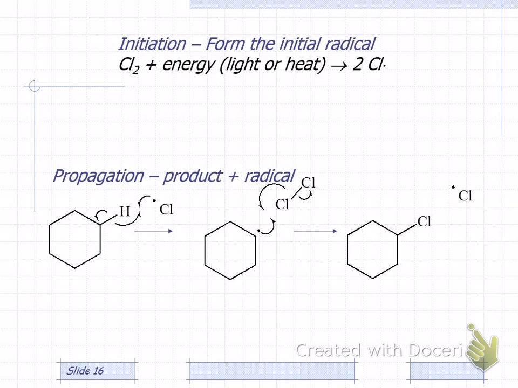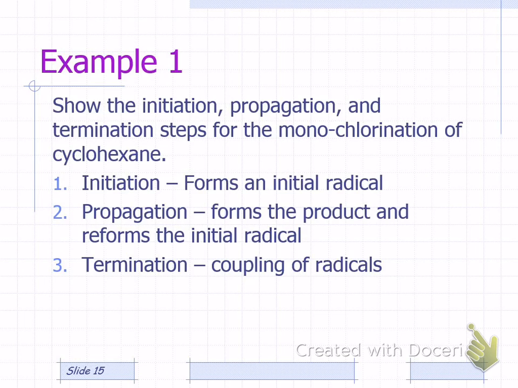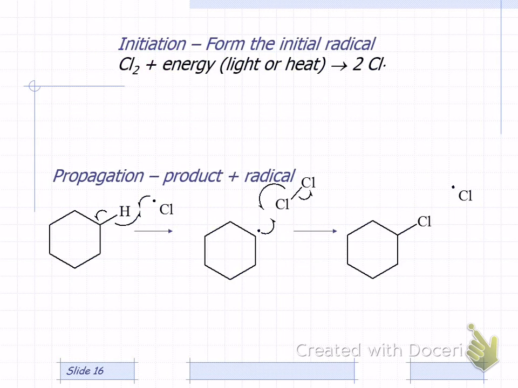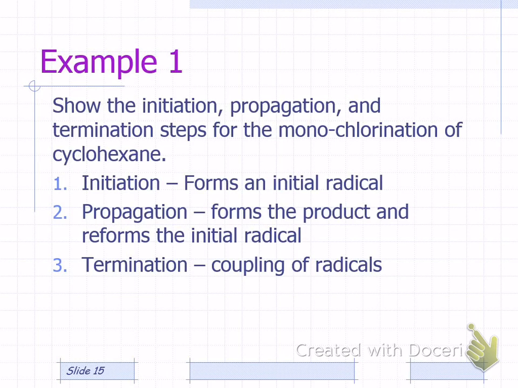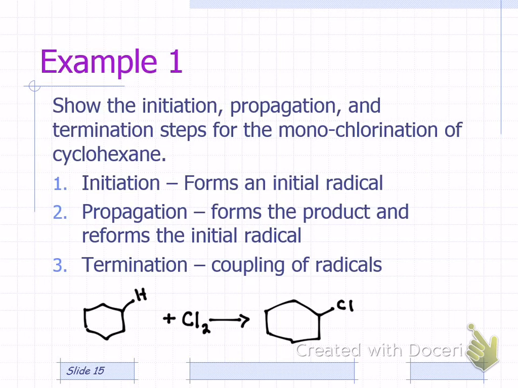So we're going to show the initiation, propagation, and termination steps for the monochlorination of cyclohexane. Let me show you overall what the reaction is. The overall reaction looks something like this: cyclohexane, draw a hydrogen, you don't have to draw both of them, and then Cl2. The monochlorination product. This is a substitution reaction. So that's our overall reaction.